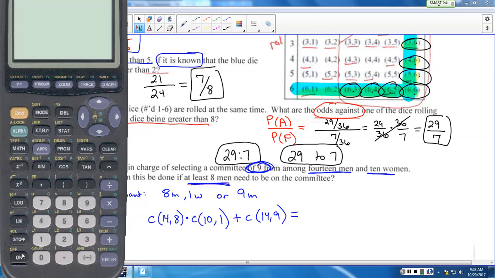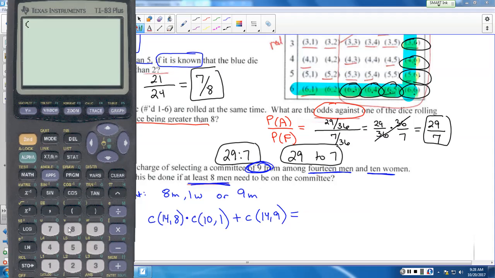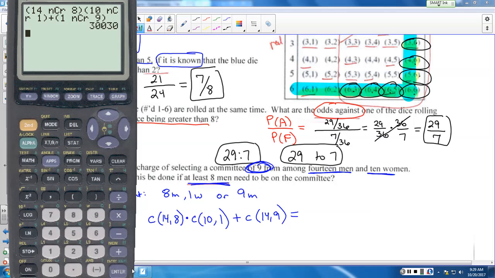And so, typing it in, I'm going to have 14 choose 8, times 10 choose 1, plus 14 choose 9. Did I type that in right? You're right. Second enter, I left out a 4 here.